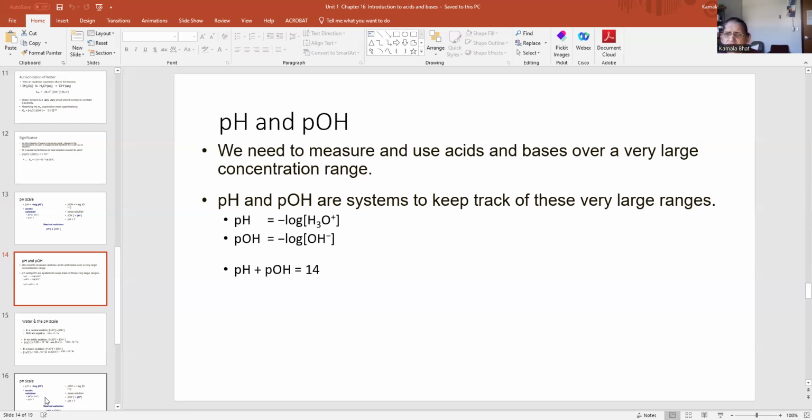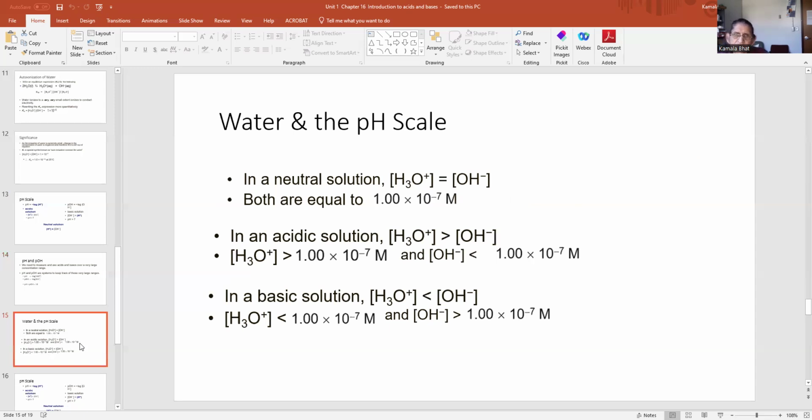Why do we need to know this? Because we are working across a very large concentration range. And when you work around a large concentration range, you want small integers to explain those numbers. So, in brief, just before we go to the last couple of slides, here is what it is.